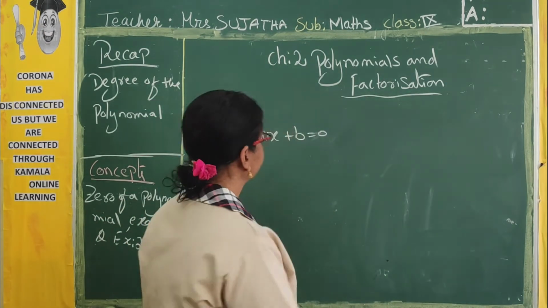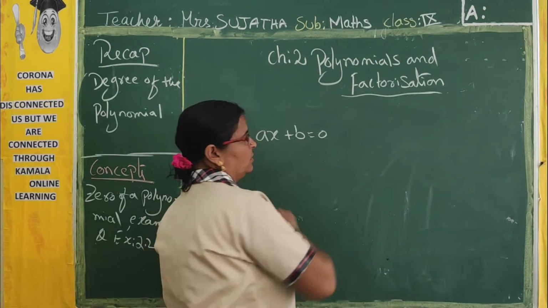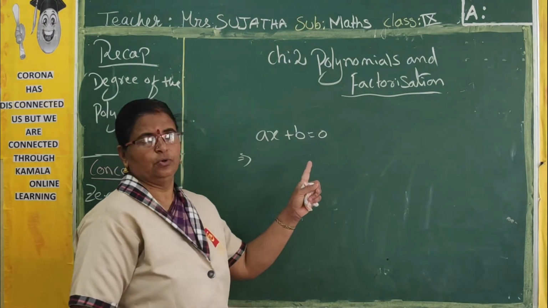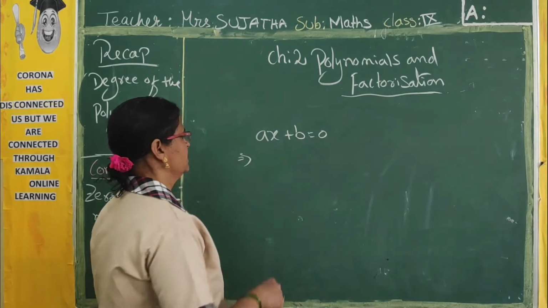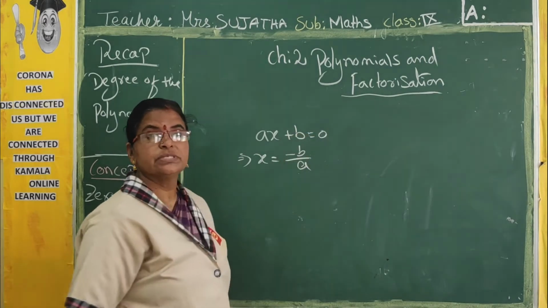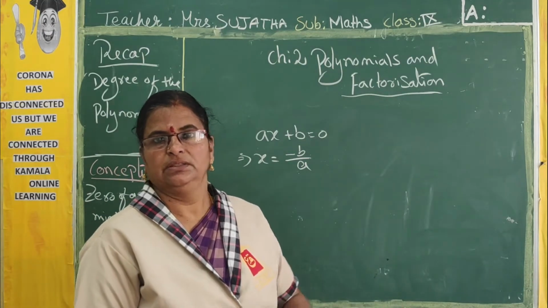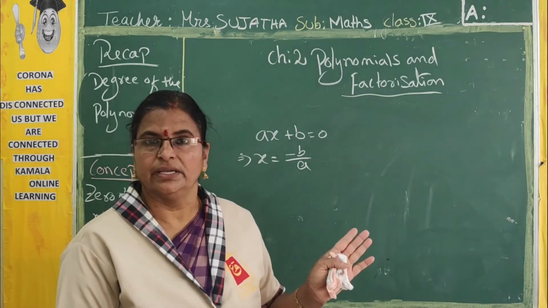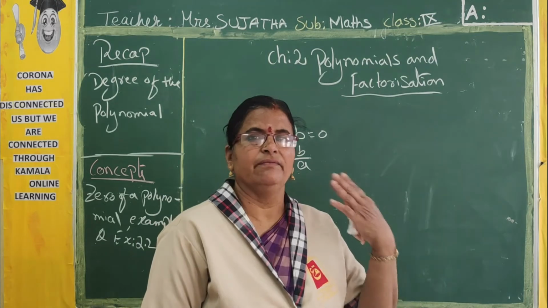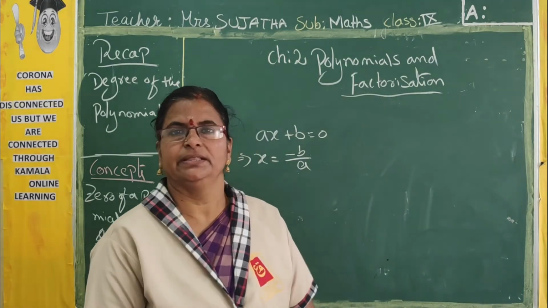In this, how can you find the zero of the polynomial? This is only for linear. This is the general form of a linear polynomial. Now it implies x is equal to minus b by a. By using minus b by a, we can find the zero of the linear polynomial. This is one way, we can find it directly. Otherwise, there is one more way. You have to substitute values in place of x, and whenever you get zero, that is the zero of the polynomial. Understood? I will explain that too.